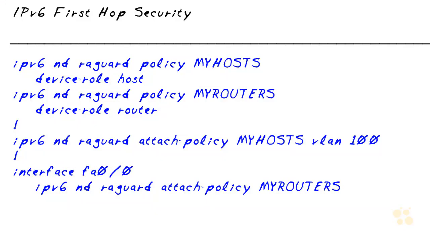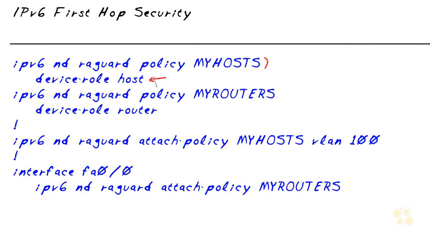Cisco was genius when it came to implementing these various first hop security features. They used the concept of policy to really make it easy for us, especially in an environment where we have a whole bunch of routers, whole bunch of hosts, whole bunch of ports that connect to these devices. Look at this. We go in and we create an IPv6 neighbor discovery router advertisement guard policy, and I call it my hosts. There's lots that you can set inside this policy that's optional, but one extremely powerful thing you can do is say the device role for this policy is host.